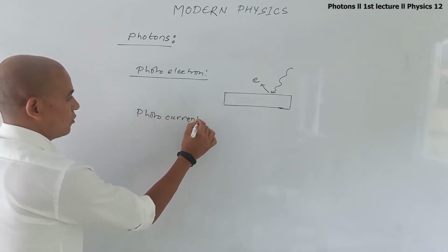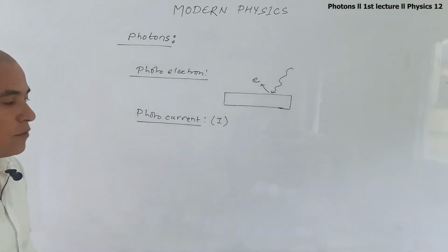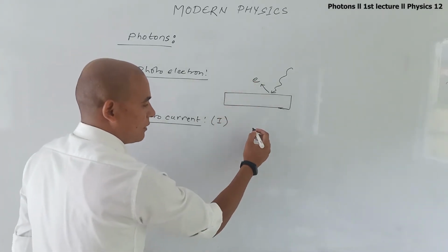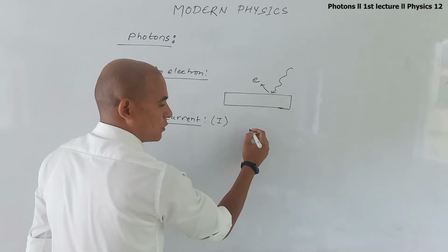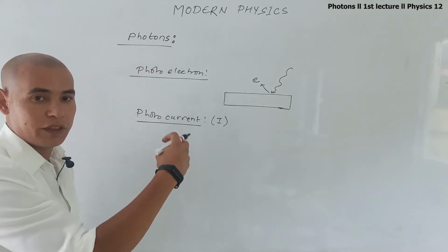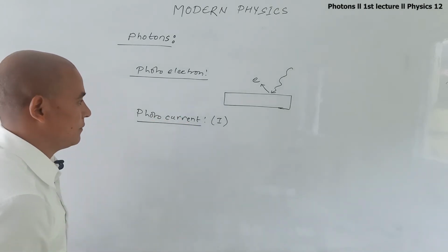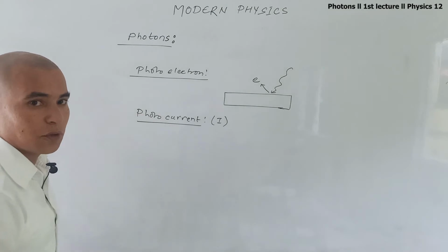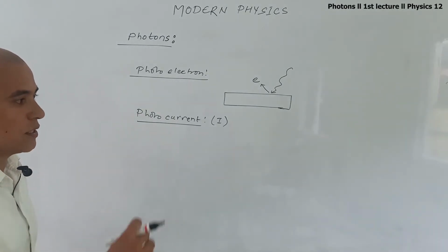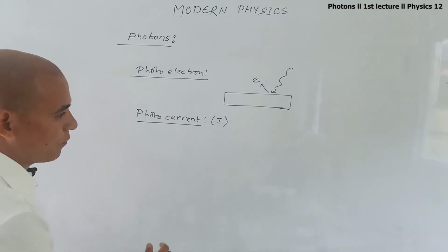Similarly, we have photocurrent, which we represent by I. When the emitted electrons flow through the circuit and the ammeter shows the current, it is known as a photocurrent. That means the flow of electrons through the circuit, due to which current is produced, is known as a photocurrent.